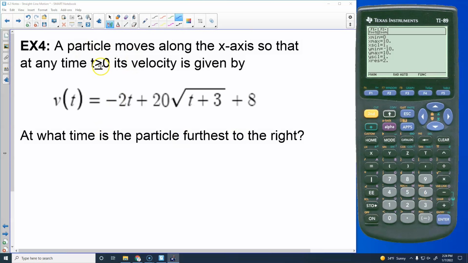All right, we know that t is greater than or equal to 0, so I'm going to make this 0. I'm going to change my y max to like 60 and see what happens.